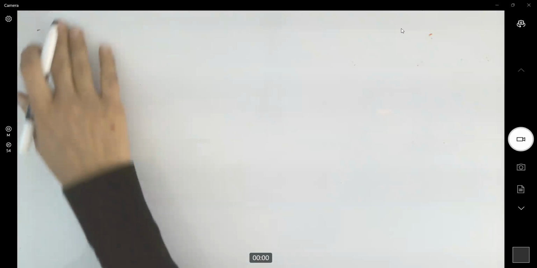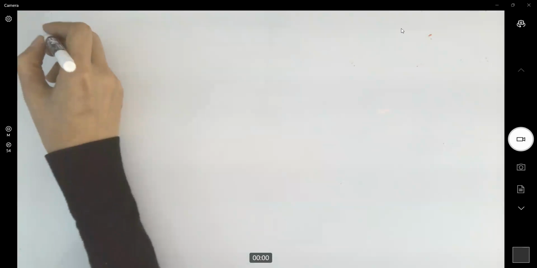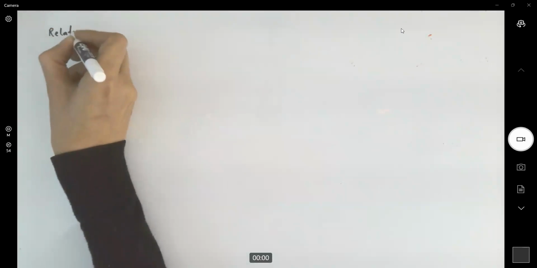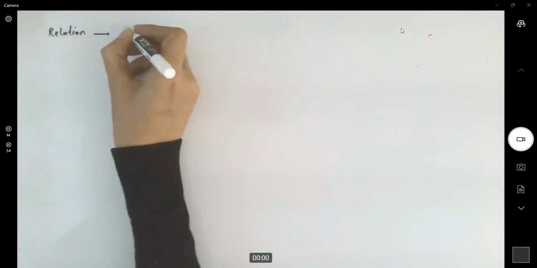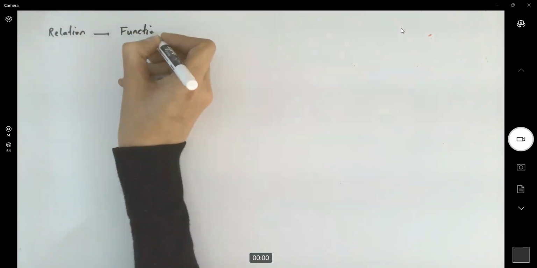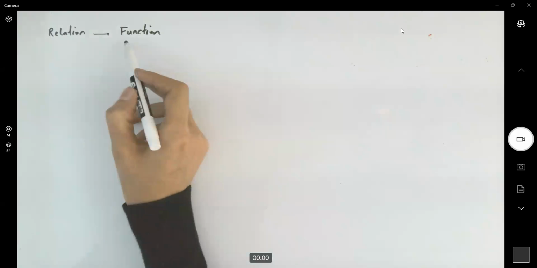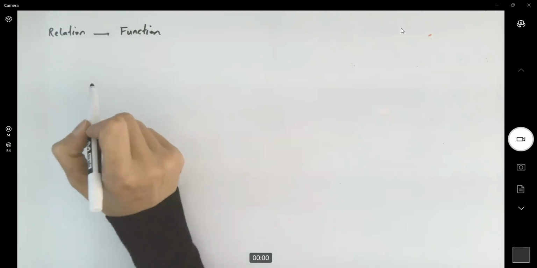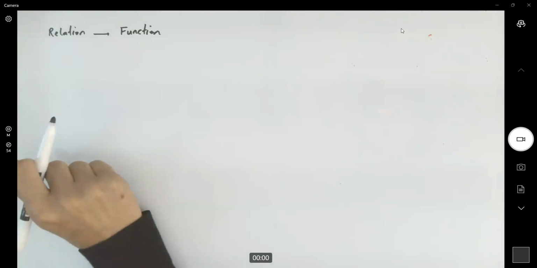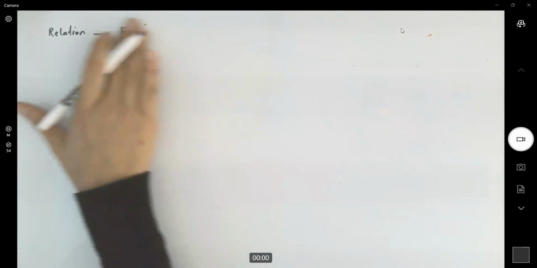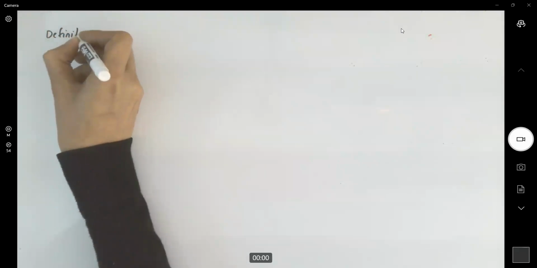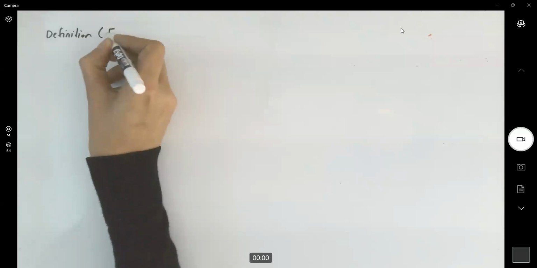Let us talk about functions. Remember that we start defining a set, and then we talked about relations, and then we talked about functions at the beginning of our course. So as you remember, functions are just relations with some added conditions. I'm going to officially define a function here. Definition of a function.